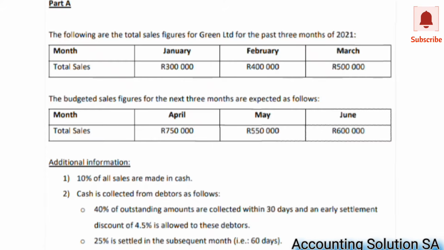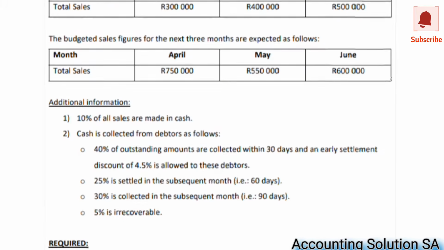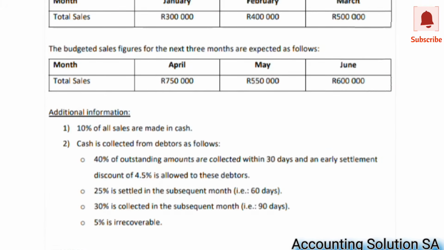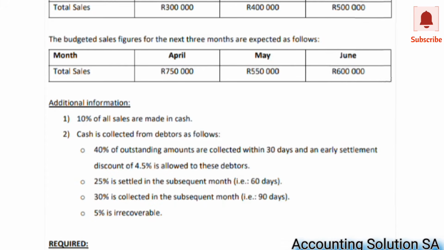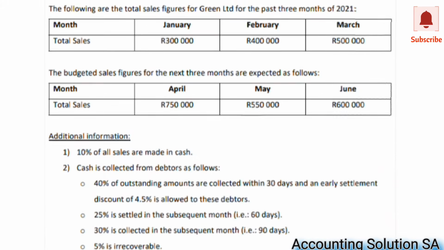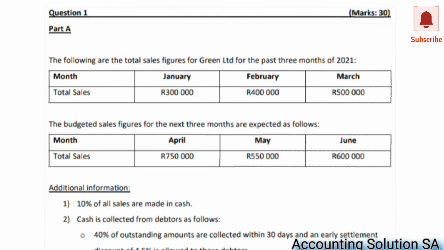The other 5% is irrecoverable, unless you are required to prepare bad debts. Please don't calculate the 5% irrecoverable unless they say prepare bad debts or irrecoverable amount. In this case, they didn't ask you, which means that we are not going to touch that 5%. Okay, now let's start.